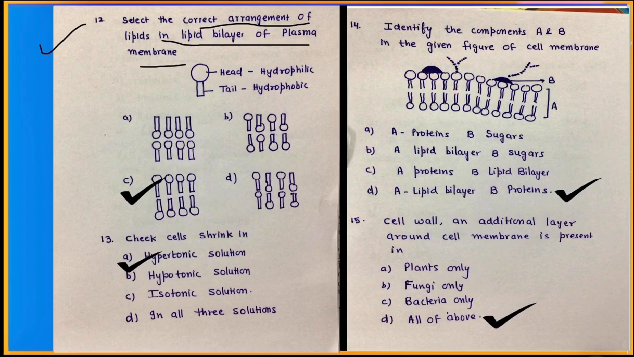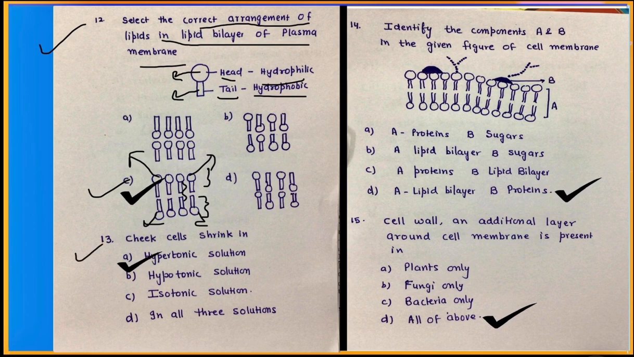Plasma membrane is made up of lipids and proteins, and lipids are arranged in two layers. This is number 1 layer and this is number 2 layer. Here what happens? The water attracting or head or hydrophilic end is present towards outer side, okay, and water repelling or tail or hydrophobic end is present towards inner side. So this is the correct arrangement of lipid bilayer in plasma membrane.